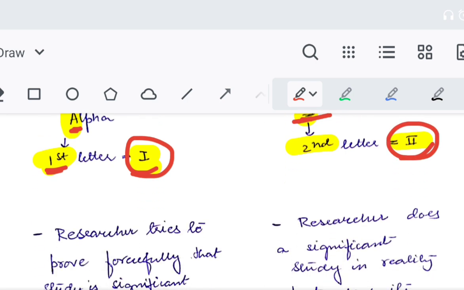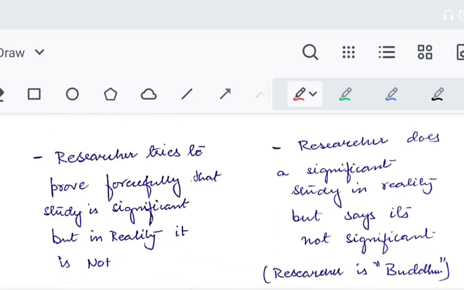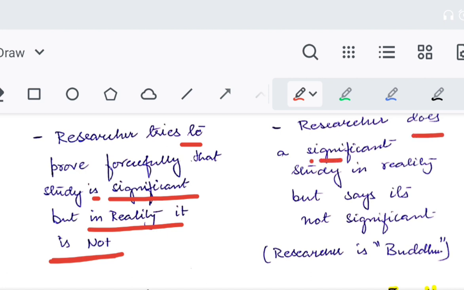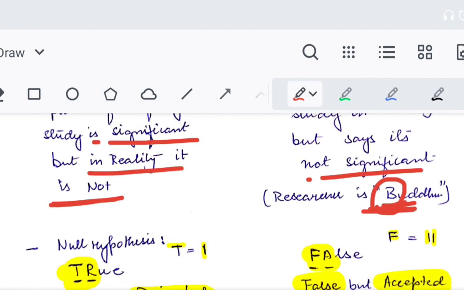So what happens in type 1 error is the researcher tries to prove forcefully that the study is significant, but in reality it is not. Okay, and in type 2 the researcher does a significant study but says that it's not significant. So researcher is buddhu, means he is foolish. So that's why B for beta error, or type 2 error.